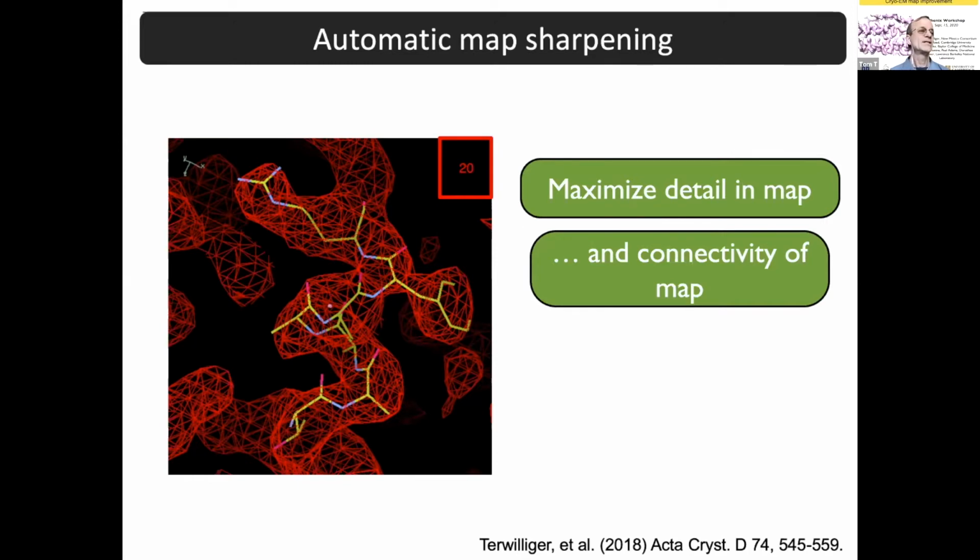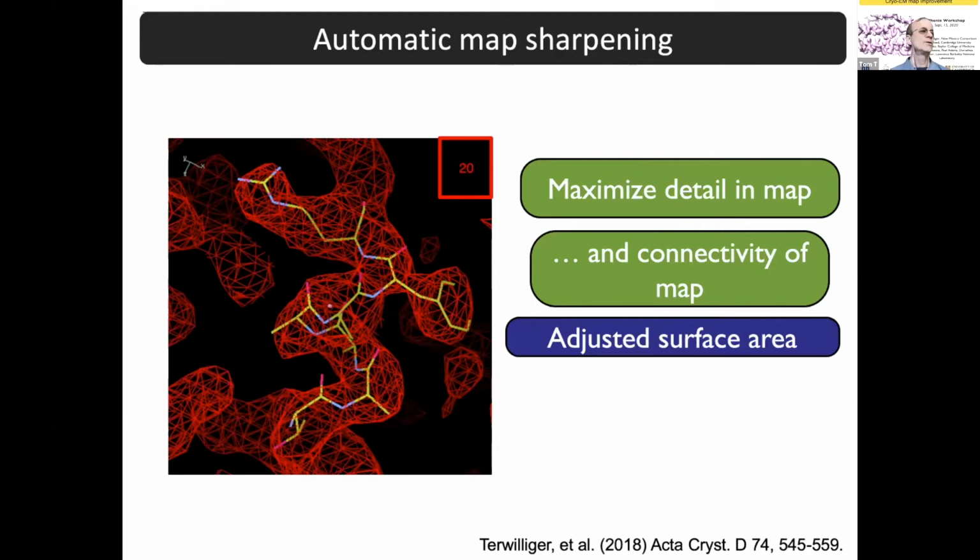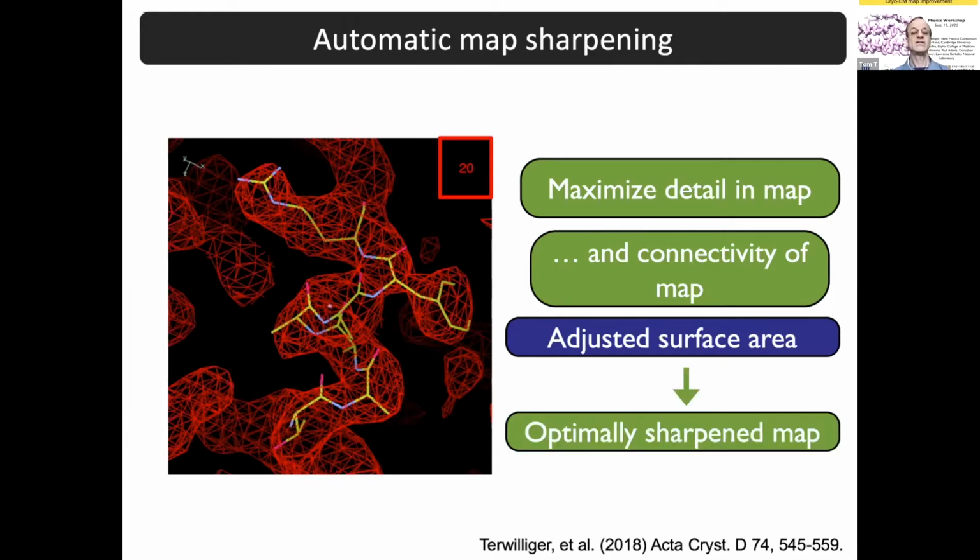If the map has a lot of noise in it, the connectivity is low. And so we're going to try to maximize those two things together. And we generated a little function that combines those two properties, the surface area and the connectivity, and call it the adjusted surface area. And we just maximize this quantity. And that, amazingly enough, leads to a pretty much optimally sharpened map in most cases.